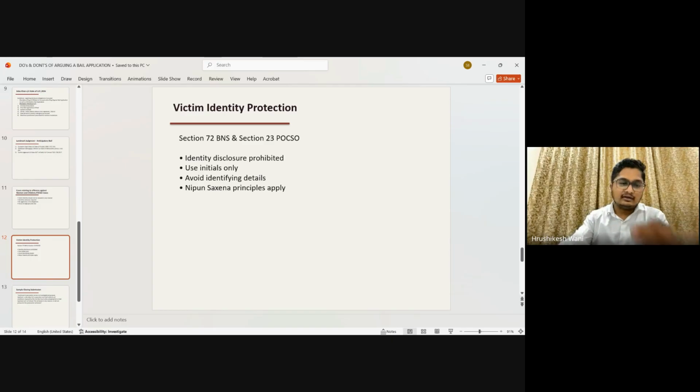It is an offense under section 72 of the Bhartiya Nagarik Suraksha Sanhita if you disclose the identity. So keep in mind, while arguing and drafting a bail application, do not reveal the identity of the victim in any manner.